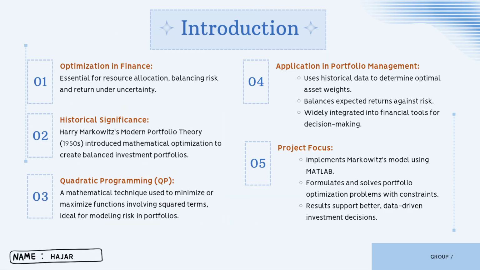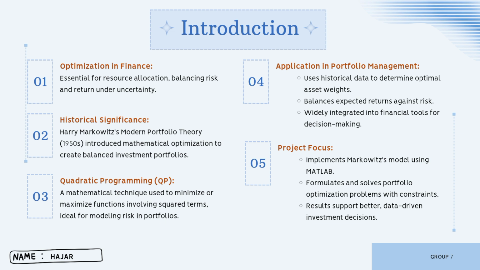First, I will introduce the concept of optimization in finance and how it's applied to portfolio management. Firstly, optimization plays a crucial role in financial decision making. It helps allocate resources efficiently by balancing risk and return, especially when dealing with uncertainty.